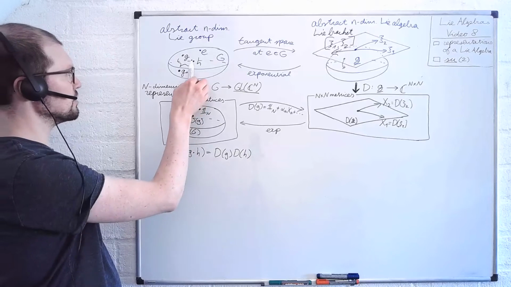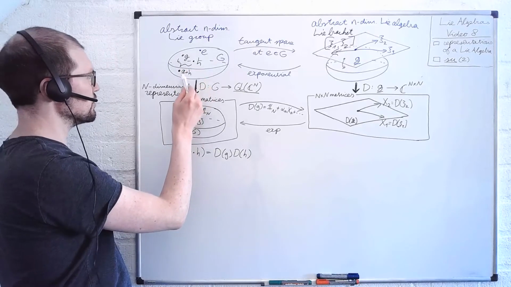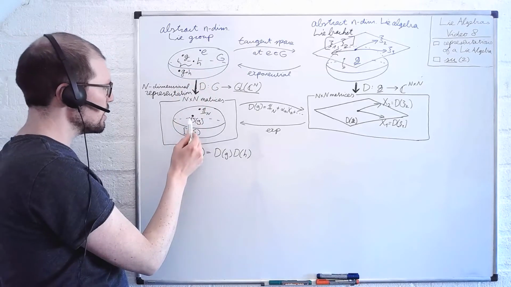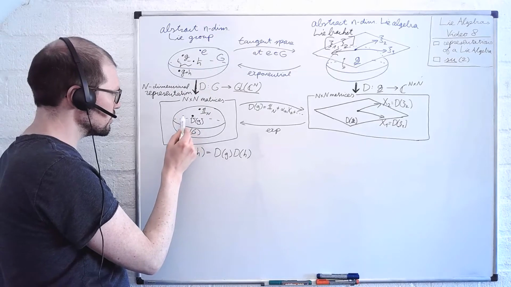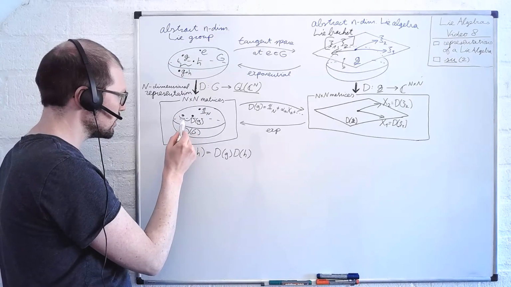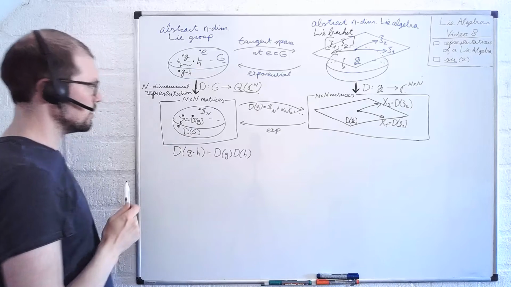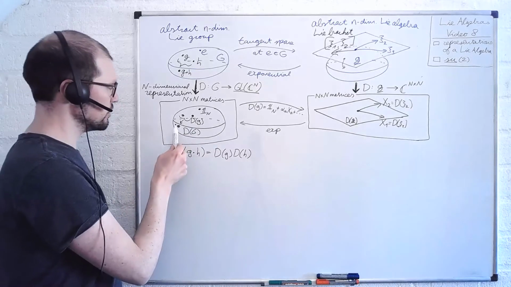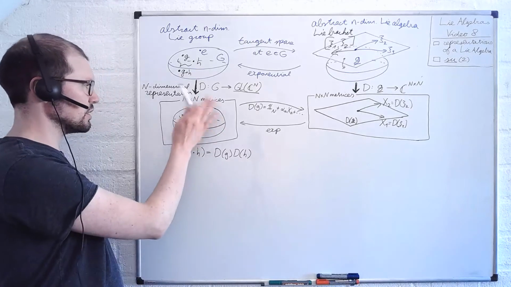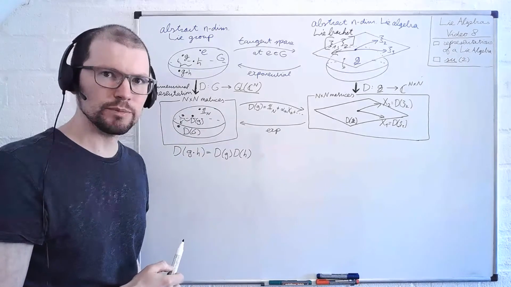So meaning that this combination going from G and H to the composition here now should really just correspond to taking two matrices and leading to a third matrix that is still in this kind of hypersurface. Okay.